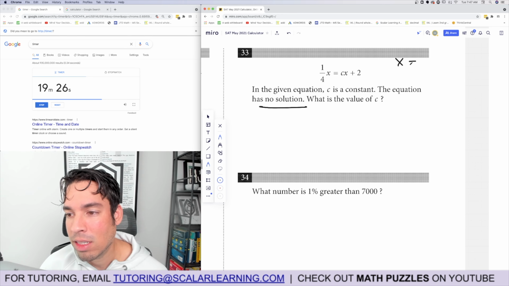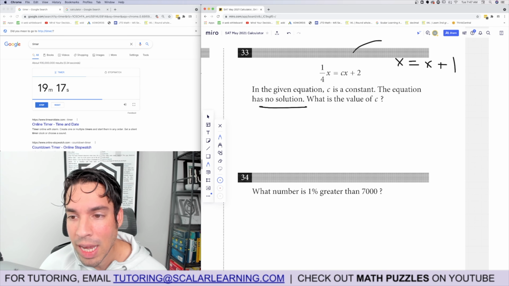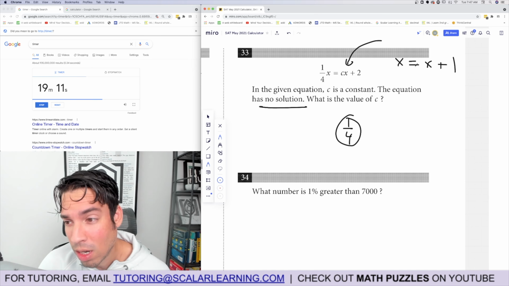It's kind of like saying x equals x plus 1. This will never be true, because if x is 5, this side will be 6. If this side is 1,000,000, that side will be 1,000,001. So all C has to be to make this no solution is C has to be 1/4, because then it's 1/4 x equals 1/4 x plus 2, kind of like this, right?